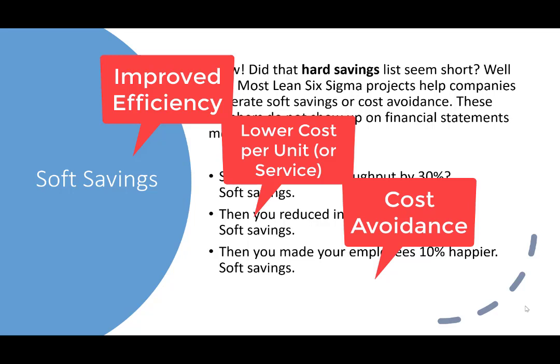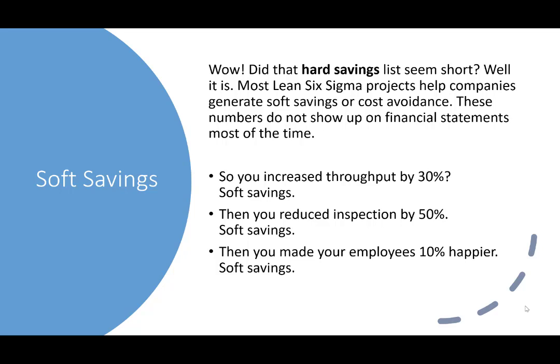So some examples: you increased your throughput by 30%. You can now produce 30% more parts with the same workforce. Hard savings or soft savings? Well, you avoided having to hire all the extra people that you would normally take to get that 30% increase in throughput. However, since you never did hire them in the first place, a lot of companies will say, look, that's just a soft savings. Our labor cost per unit did go down, however, so you can count that as a hard savings. It really just depends on what your company decides to do.